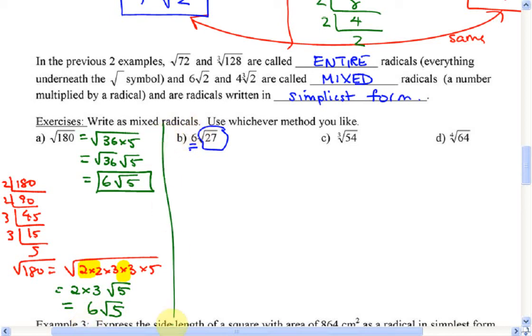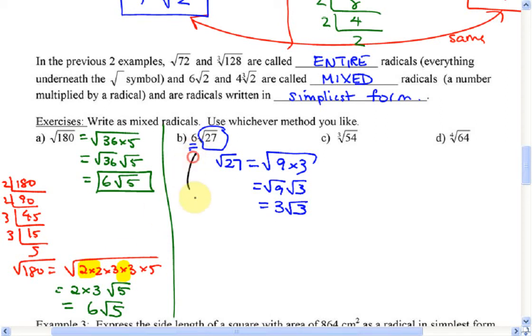I told you for B to ignore the 6 first. Let us just work with the root 27. Can someone simplify that for me? If you're doing the perfect square factor, what is that equal to? What times what gives you 27? 3 and 9. 3 and 9, thank you, or 9 and 3. And therefore, if I were to split that up, you get root 9, which is 3, and you get a root 3 next door. So root 27 is just 3 root 3.